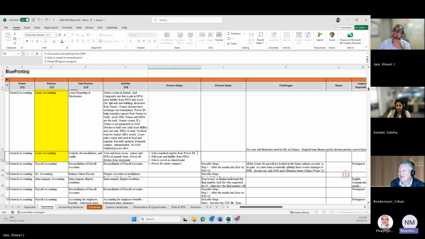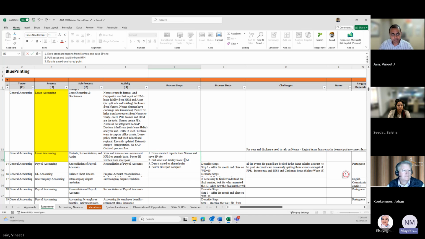Are you uploading in Power BI also? How is Nomos talking with Power BI? Is it downloading? I don't want to see the steps at this point, because that is part of the KT, but you can just generalize the steps. We extract the reports out of Nomos and save them on a SharePoint site. Okay, and save in SharePoint.